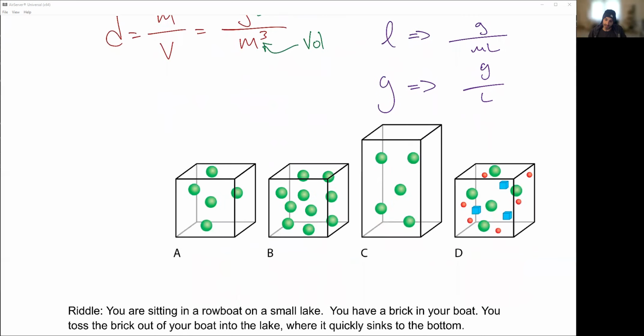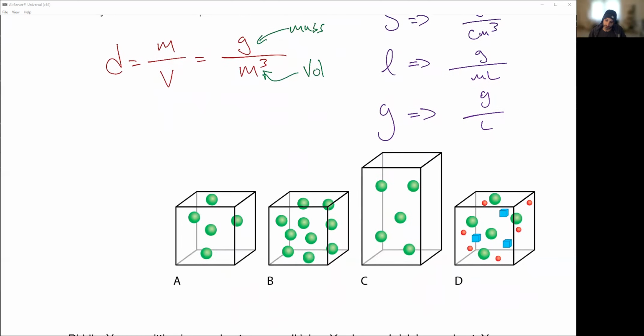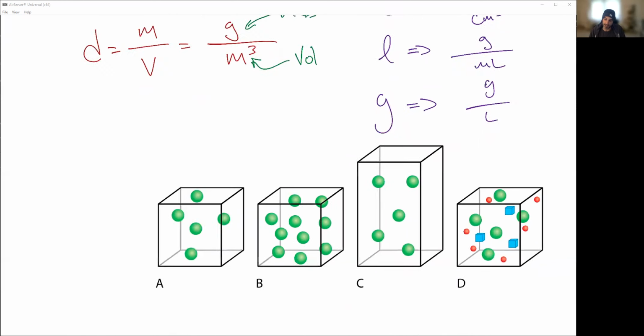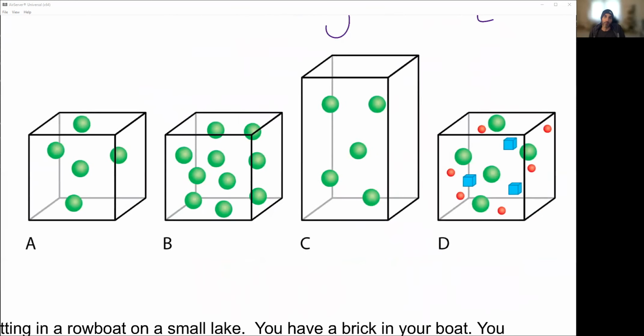As the last little bit here, let's take a look at these 4 boxes that we have. We're all going to compare them to A. If I take box A and I add more of the mass, we now have a situation where the density of A is actually less than the density of B because B has more mass.